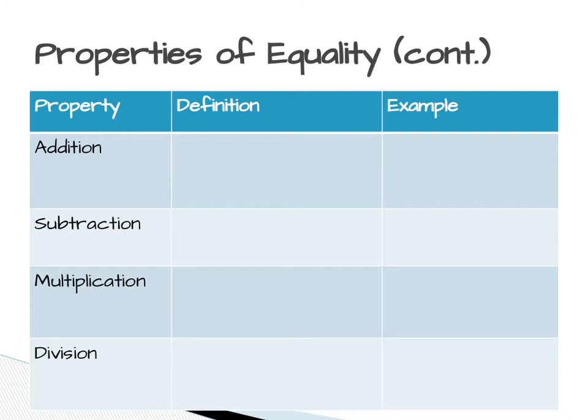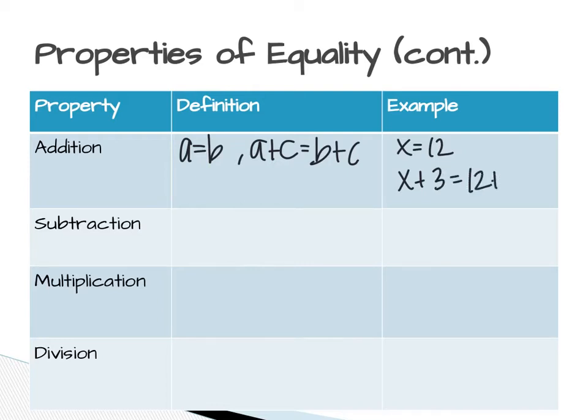So we're moving on to the next few properties of equality. There's the addition property of equality, which means you can add the same thing to both sides. So if A equals B, then A plus C equals B plus C. So if X equals 12, then X plus 3 equals 12 plus 3. You can add the same thing to both sides.